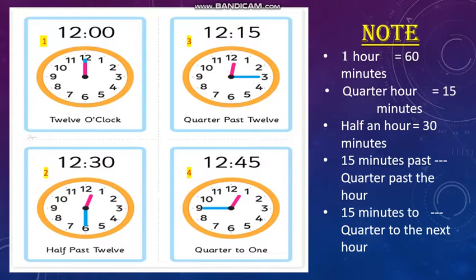Here, 1 hour is equal to 60 minutes, a quarter hour is equal to 15 minutes, and half an hour is equal to 30 minutes. 15 minutes past means quarter past the hour, and 15 minutes to means quarter to the next hour.